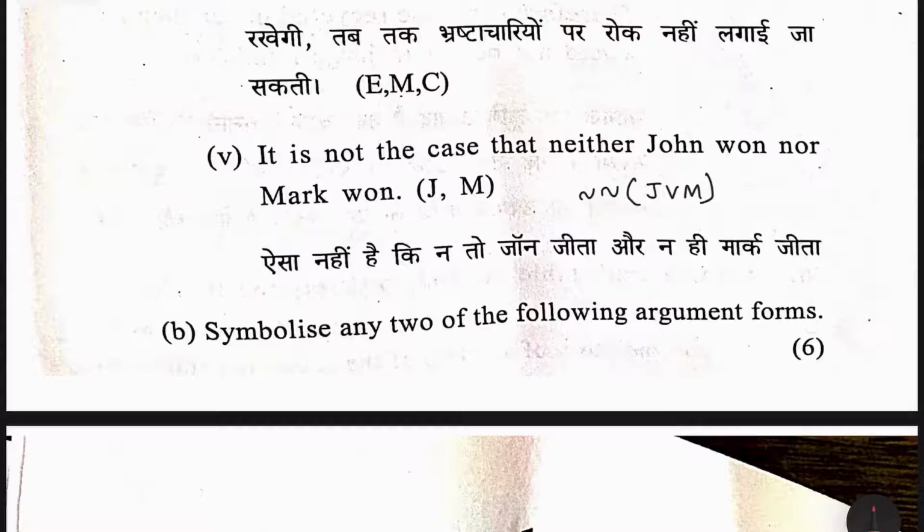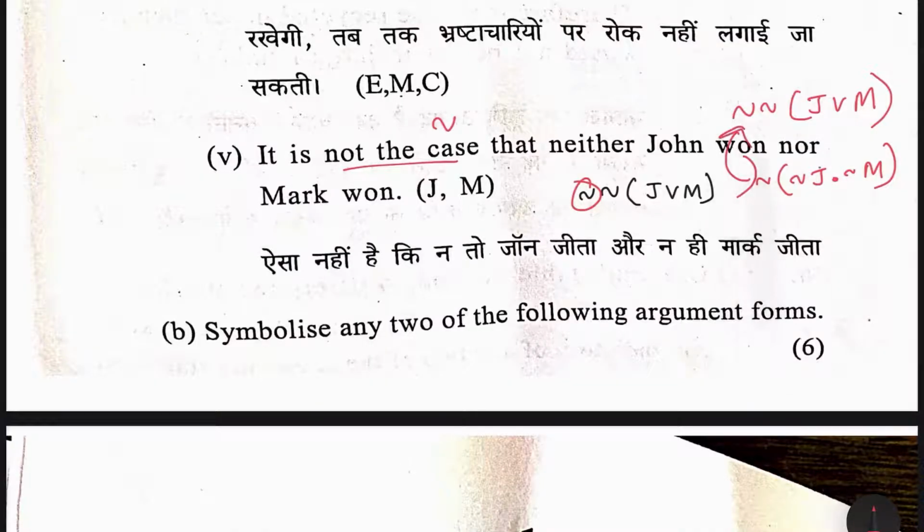Next question is again very simple. It is not the case, meaning negation बाहर आ रहा है आपका. Neither John won nor Mark won. So again, neither-nor के case में आपका हमेशा negation of J, which M आपका आता है. But again, there is one more negation, which is it is not the case. So this is how you can solve it, and then you can also write it in this form: negation J dot negation M also. So both the answers are correct.